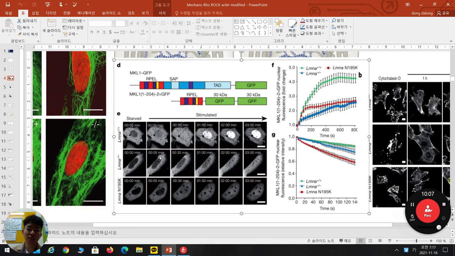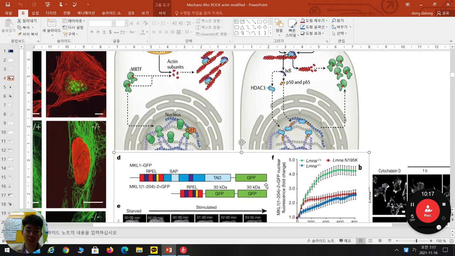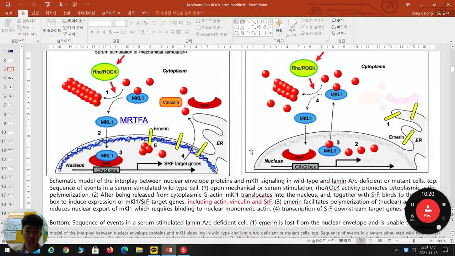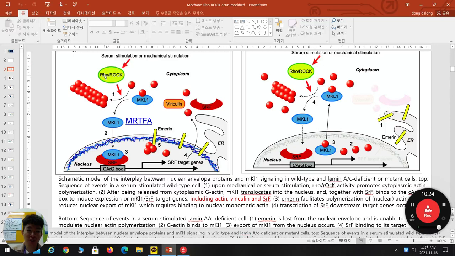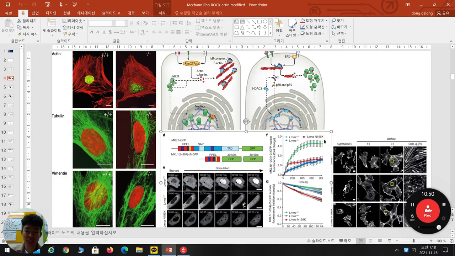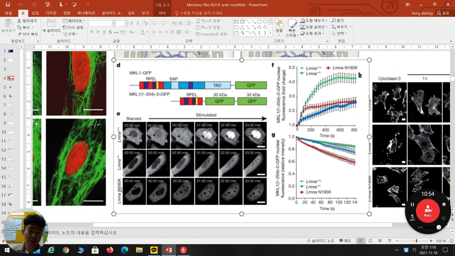Because this is dynamics, once FBS serum is added to the cell, what will happen? When serum is added, serum stimulates this Rho-ROCK, and then MRTFA can be free, and some can go inside, and some can go outside. But with well-developed nuclear actin, they catch the MRTFA inside, so more is deposited. But in the case of lamin deficient cells, when they go inside, many MRTFA can go outside, so they are balanced, but at low intensity. So this is a lamin mutated cell.